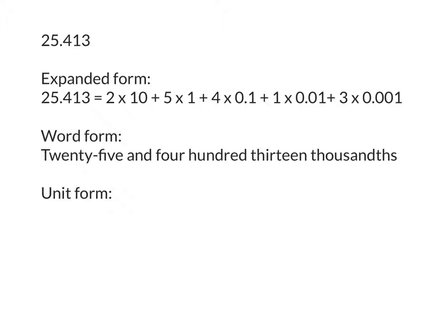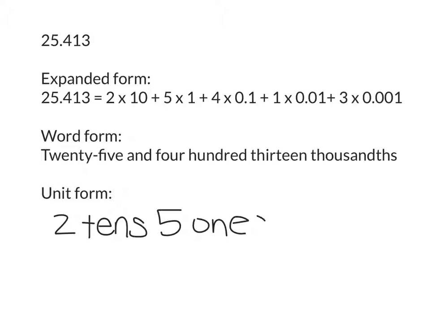So we've been through expanded form and word form, and we're going to take a look at unit form. With unit form, we're going to go through each place value again, and we're essentially listing the digit that is in that place value plus the name of the place value, or the unit name. And so here with 25 and 413 thousandths, we would start with our 2, and the 2 is in our tens place, so I would write 2 tens. My next digit is a 5, and the 5 is in our ones place, so I would write 5 ones, and we just continue this down the entire number.